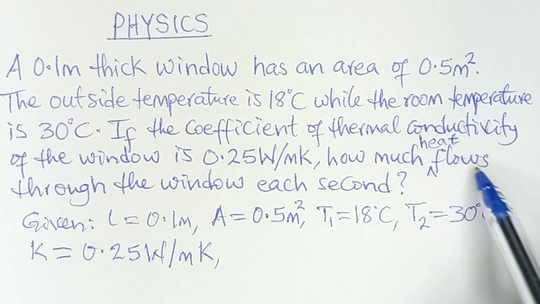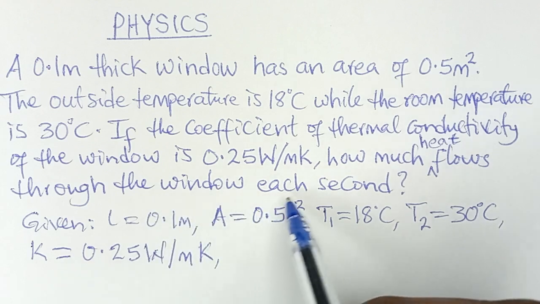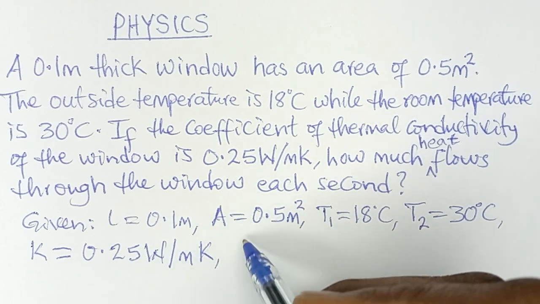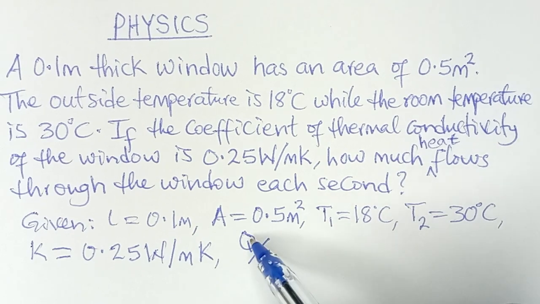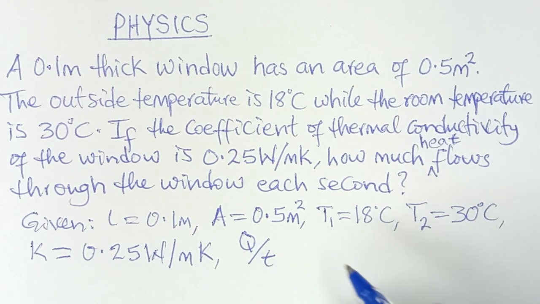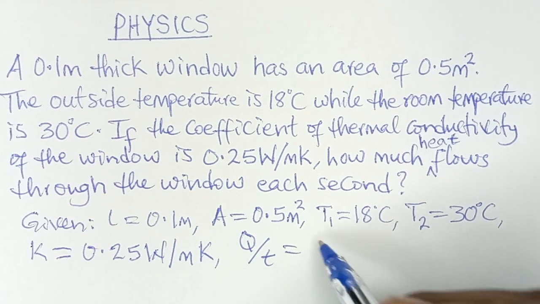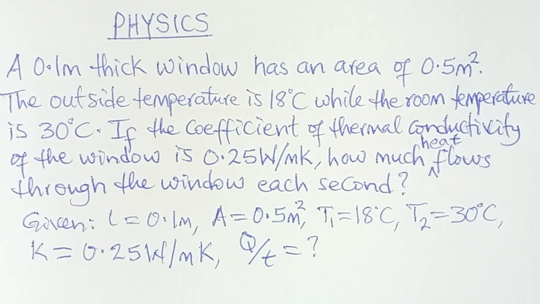And then we also find the heat flow through the window each second. So that will be Q over T. That is the heat flow per second, which is in watts or joules per second. And this is the question mark. That is what we are looking for.